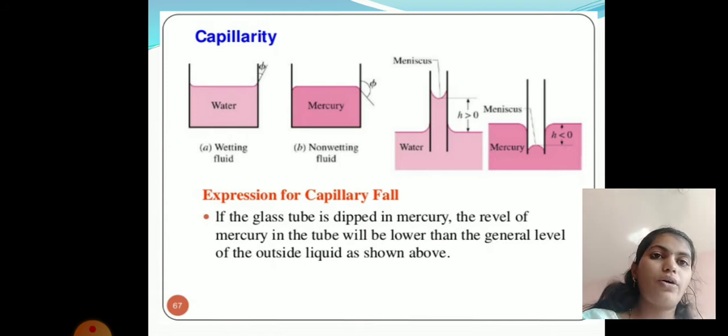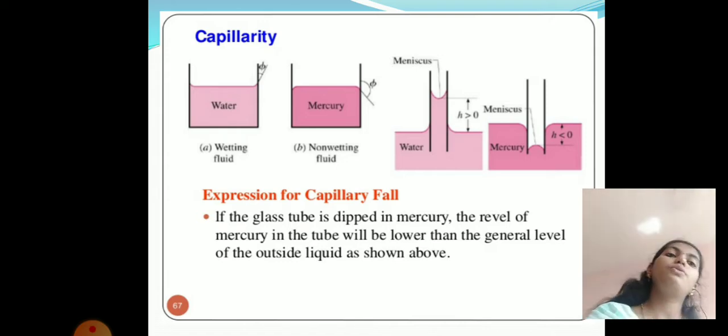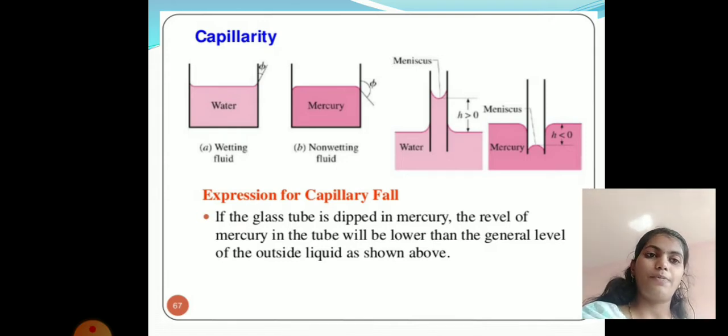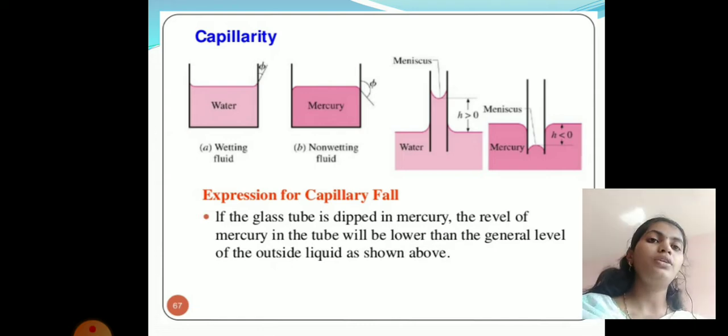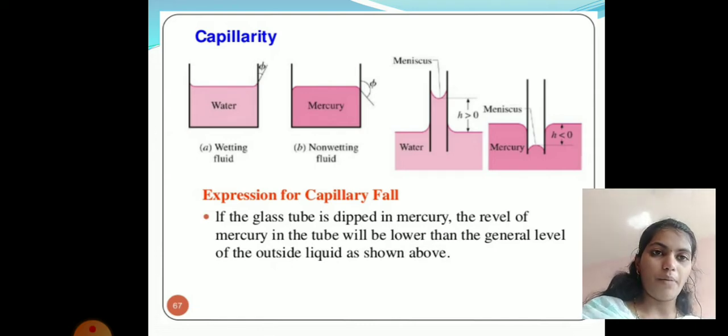In these problems depending on capillarity, first of all we need to know what the medium of the capillarity is. Is it water, mercury, or something else? Because in water it's a rise type, and in mercury it's a fall type. If a glass tube is dipped in mercury, the level of mercury in the tube will be lower than the general level outside, as shown in the figure.